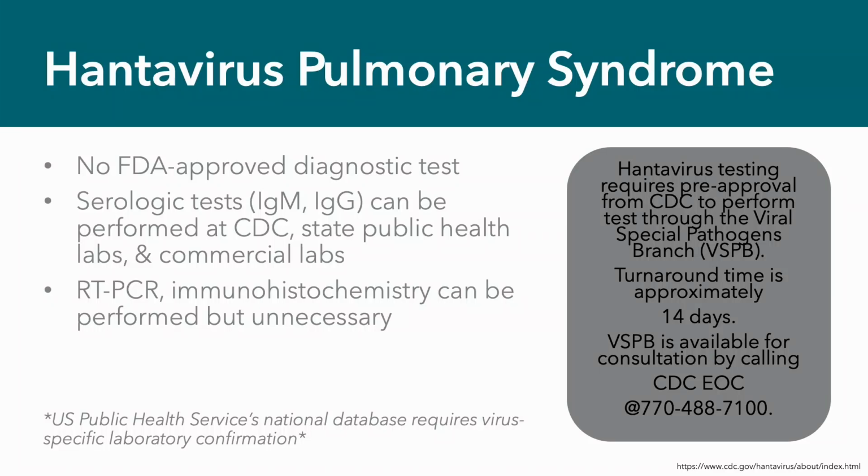using paired samples. For a virus to be confirmed and entered into the United States Public Health Service's national database, it does require virus-specific laboratory confirmation, which is performed at CDC. This testing, or testing at CDC for this virus in general, requires pre-approval from the Viral Special Pathogens Branch. Turnaround time is approximately 14 days, but the VSPB is available for 24/7 consultation by calling the Centers for Disease Control's Emergency Operations Center hotline at 770-488-7100.